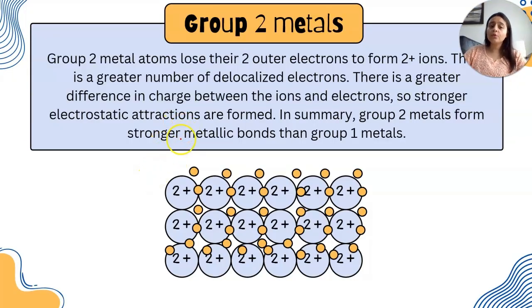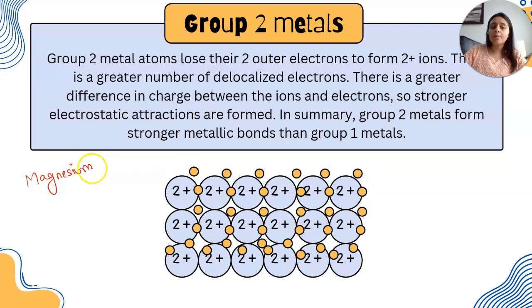Now, basically we are taking the example of group 2 metals. Their atoms lose their two outermost electrons to form 2+ ions. There is a greater number of delocalized electrons. There is a greater difference in charge between the ions and electrons, so stronger electrostatic attractions are formed. In summary, group 2 metals form stronger metallic bonds than group 1 metals. So what happens if we take the example of magnesium?